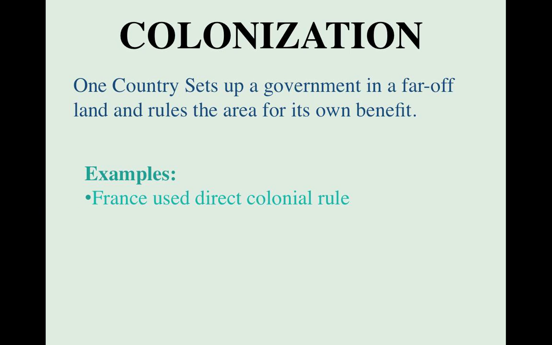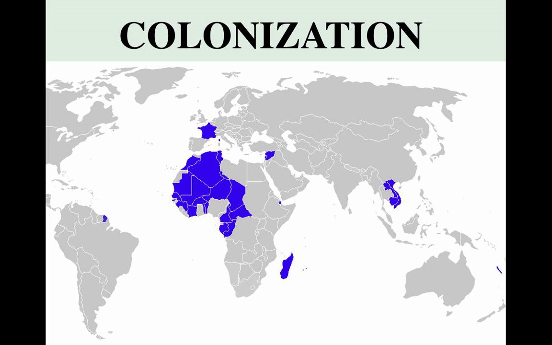Some examples: France was a country that used direct colonial rule, meaning that the French went to all these places in Africa. You can see that France is here in blue, especially in northern and a little bit of the sub-Saharan region of Africa. France set up these colonies, and what they would do was have French people come and rule them, and tell the local Africans or people from Madagascar or people from Southeast Asia over here what they were supposed to be doing.